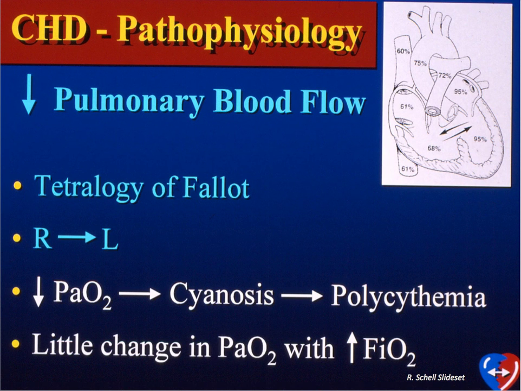The second major pathophysiologic category is decreased pulmonary blood flow, and tetralogy of Fallot is a good example of that. Notice the color of the letters is blue. These are the cyanotic lesions that don't have good pulmonary blood flow.